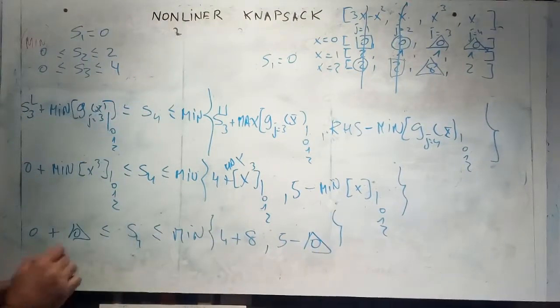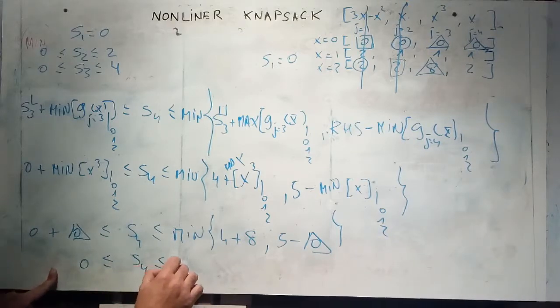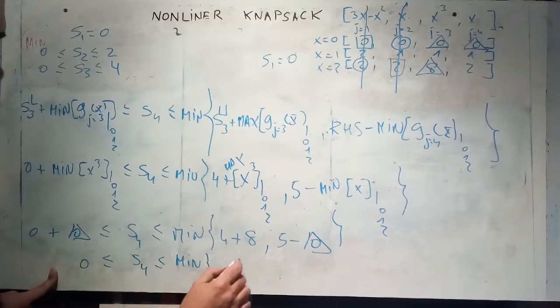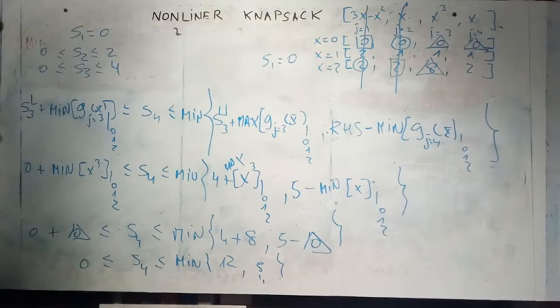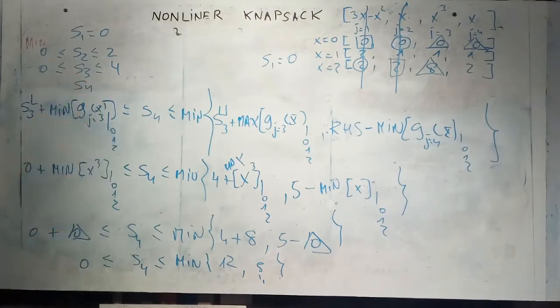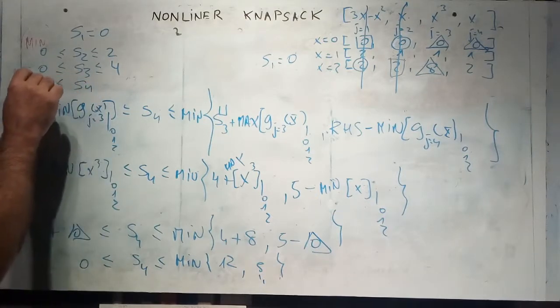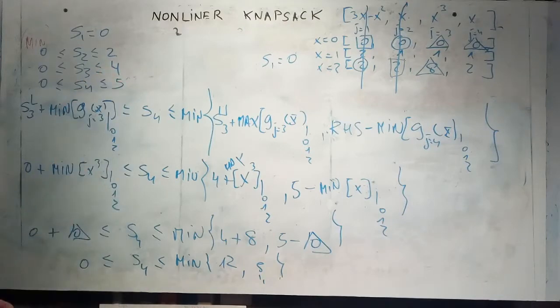So we are done. 0 plus 0 is 0, less or equal than S4, less or equal than the minimum between 12 and 5. So the minimum is 5. So the last stage, S4, will lie between 0 and 5, right?